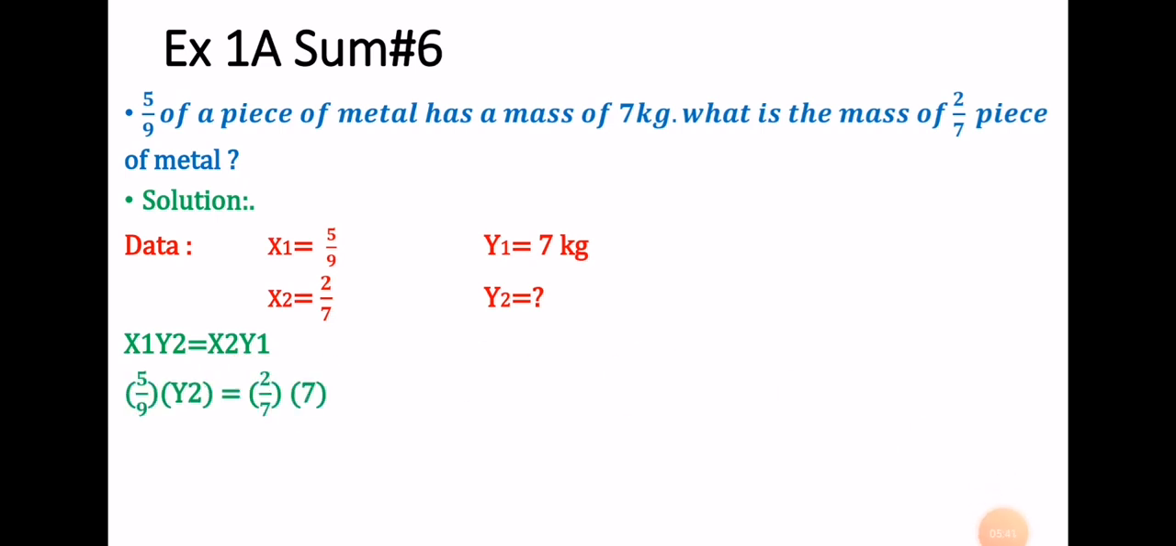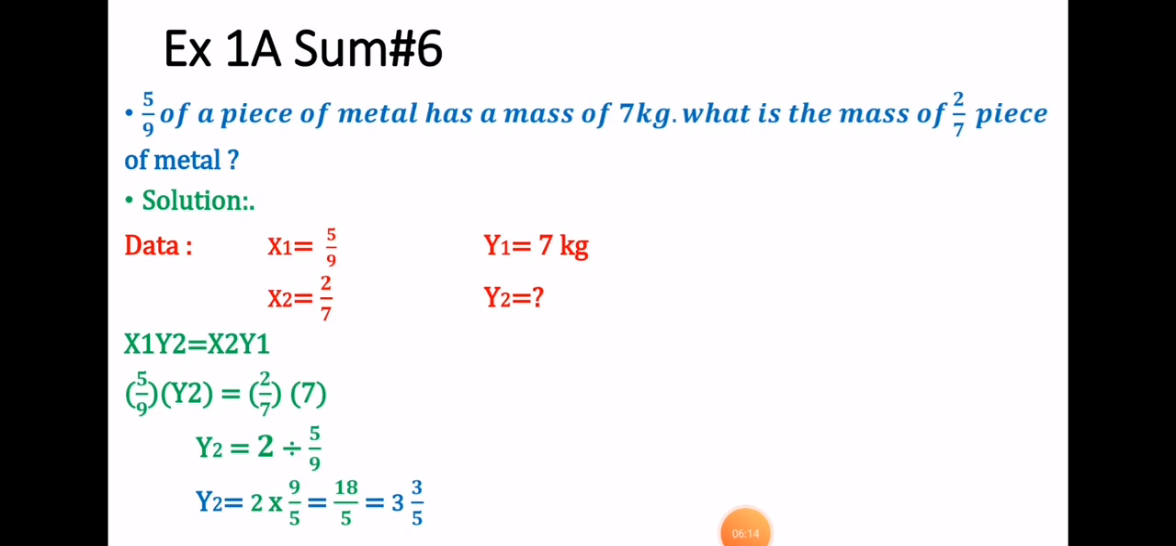Substituting the values, x1 is 5 by 9, y2 is unknown, x2 is 2 over 7, and y1 is 7. 7 would be cut with 7. Here remains 2. So 5 over 9, as it is being multiplied by y2, will be divided on the other hand side. So y2 is equal to 2 divided by 5 over 9. We have written 2 as 7 would be cut with 7 and the remainder is 2, and 5 over 9 is being multiplied, so it will be divided on the other hand side.